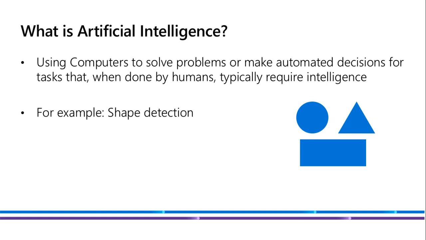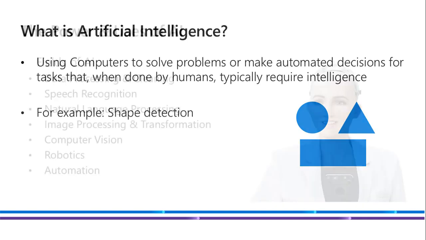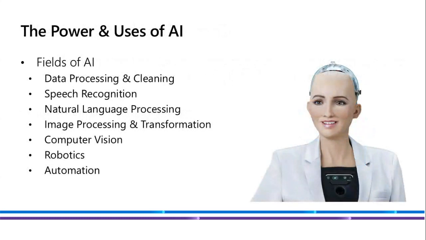So any program that can do these kinds of tasks, you actually say that that is an AI, basically. That's using an AI. You can have speech detection, shape detection, all of that. We'll go more on that in the next slides. So the power and uses of AI, like how powerful is AI, basically?